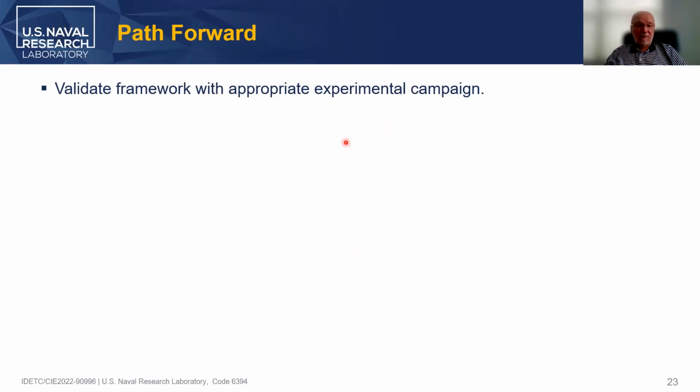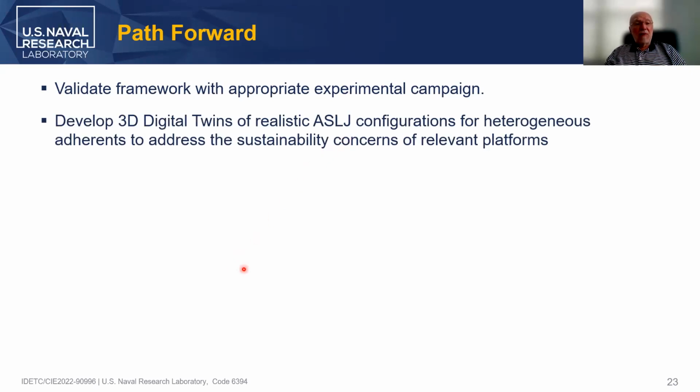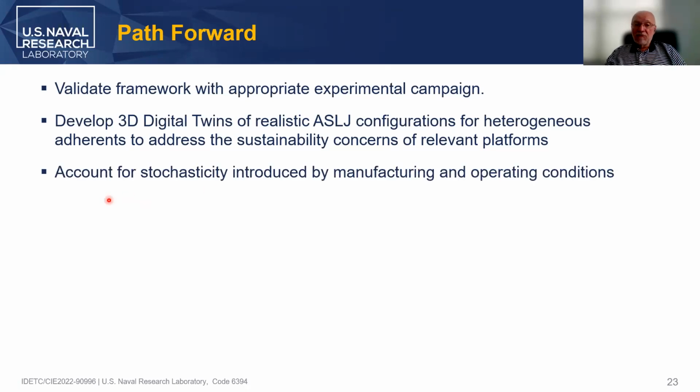So in terms of the path forward, we obviously need to validate the framework with an appropriate experimental campaign. This is the highest priority. We certainly want to develop a 3D digital twin family for realistic ASLJs, for heterogeneous adherends. You have one side composite and the other side titanium, as opposed to just titanium, to address the sustainability concerns for relevant platforms that use those joints. We also want to account for the stochasticity introduced by manufacturing and operation conditions as they evolve while the platform continues to operate, in this case, fly.